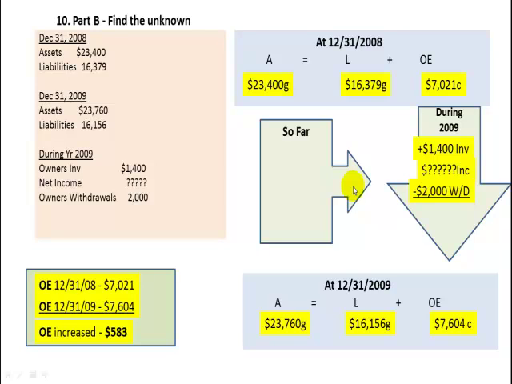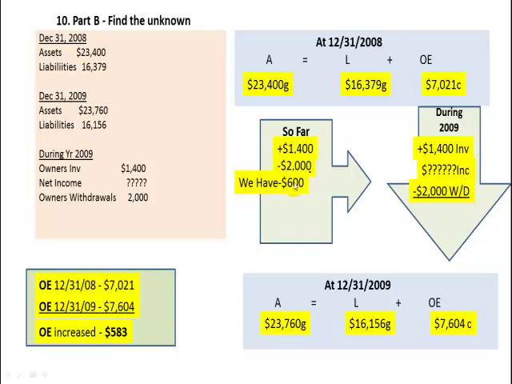All right, so far we've got a plus $1,400 for investment. We've got a minus $2,000 worth of withdrawal, and so far, from what we've got that we know about, that would have made owner's equity go down $600. And in reality, it went up by $583.